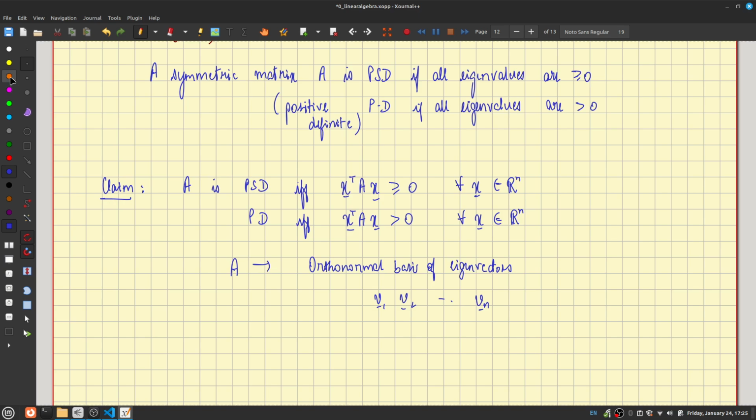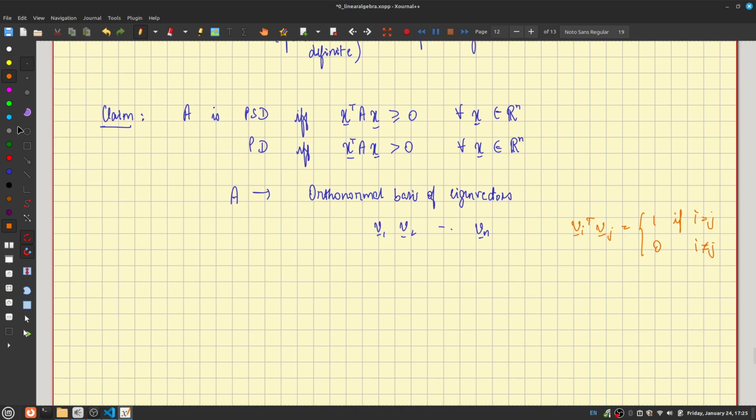So I know that vi transpose vj is equal to 1 if i is equal to j, and it's equal to 0 if i is not equal to j. And let me say that the corresponding eigenvalues are lambda 1, lambda 2 up to lambda n. These are real because I know that it's a symmetric matrix, so n real eigenvalues exist. Lambda 1 through lambda n need not be distinct. They could be repeated, but I don't care. And since it is PSD, I know that all of the lambda i's are greater than or equal to 0, by definition.